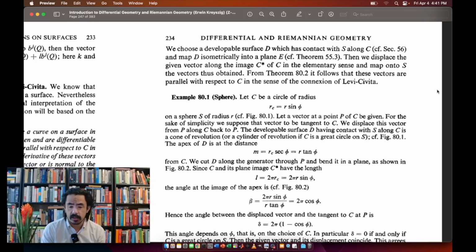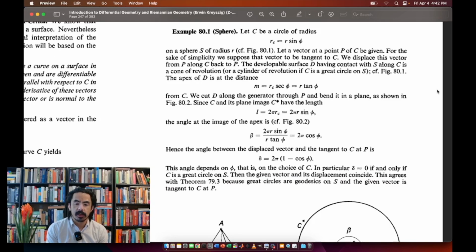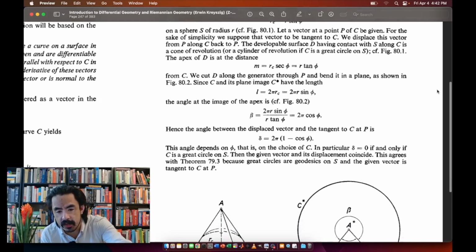We now come to an example, and there are a couple figures here which actually are still in, of course, the physical copy of the previous edition, second edition of differential geometry here. So we're not gaining or losing anything. Example 80.1, having to do with a sphere. Let capital C be a circle of radius lowercase r sub c equals r times sine of phi on a sphere capital S of radius lowercase r, which we have here below. This is like a dunce cap.